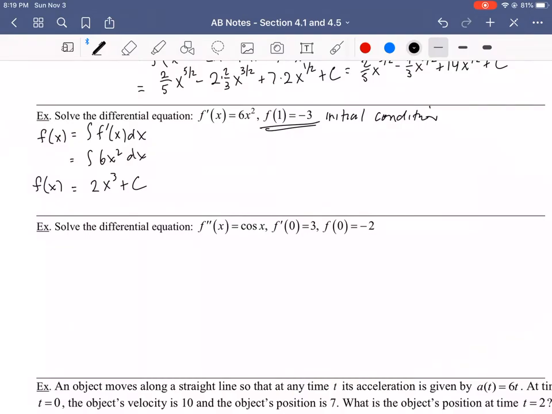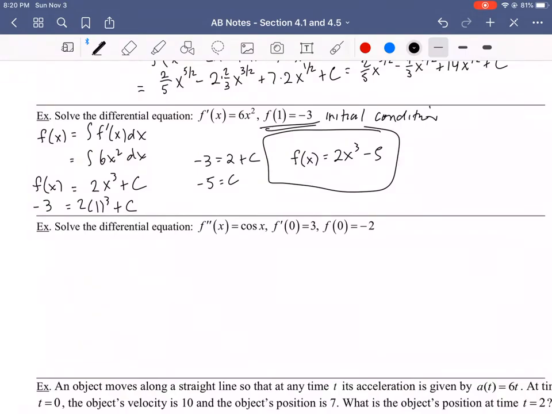Now, f of 1 is equal to -3 is going to help me find what c is. So I'm going to plug -3 in for f of x. I'm going to plug 1 in for x. And I'm going to solve for c. So I'm going to get -3 is equal to 2 plus c. So -5 will equal c. And so that means the solution to this little basic differential equation will be 2x cubed minus 5.